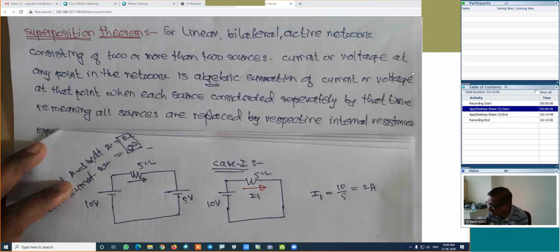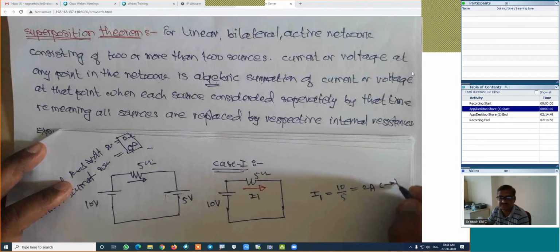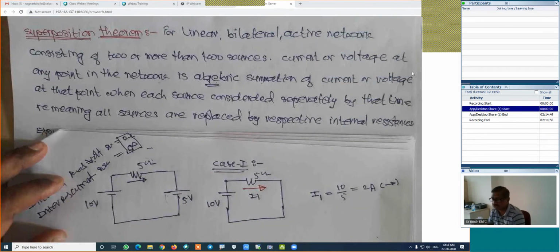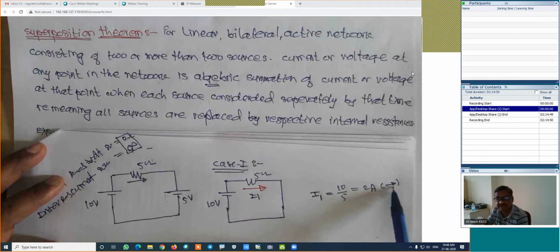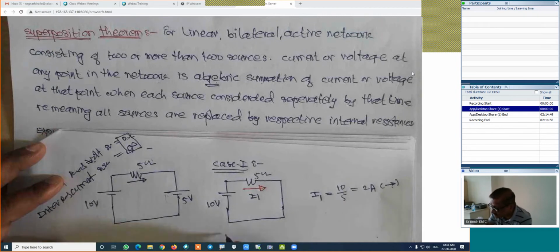And how is this direction? This direction is forward because we are interested in algebraic summation. Summation with sign. If both are in the same direction, we will add. If both are in a different direction, we will subtract. Is it right? Then case 2.